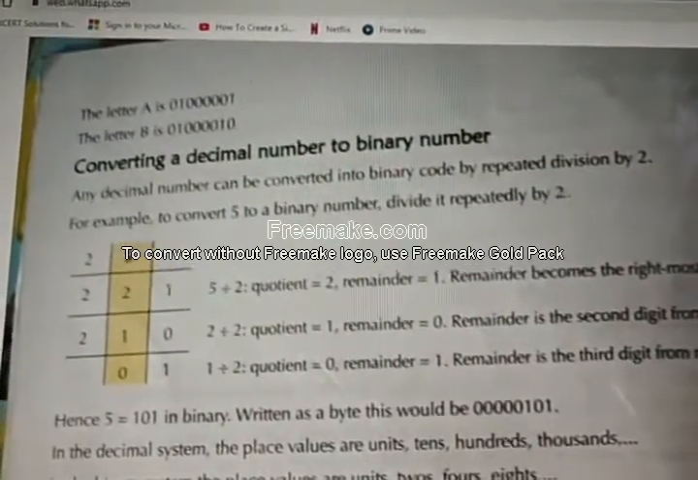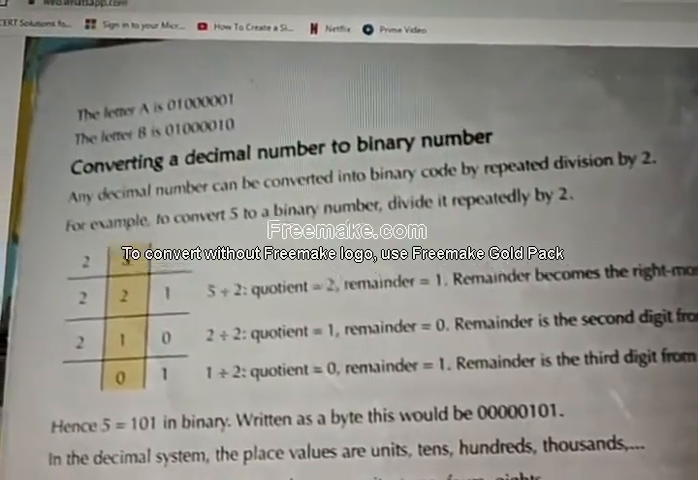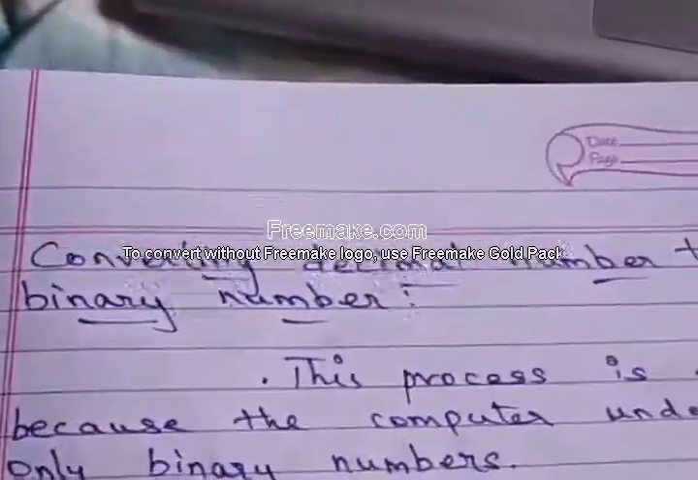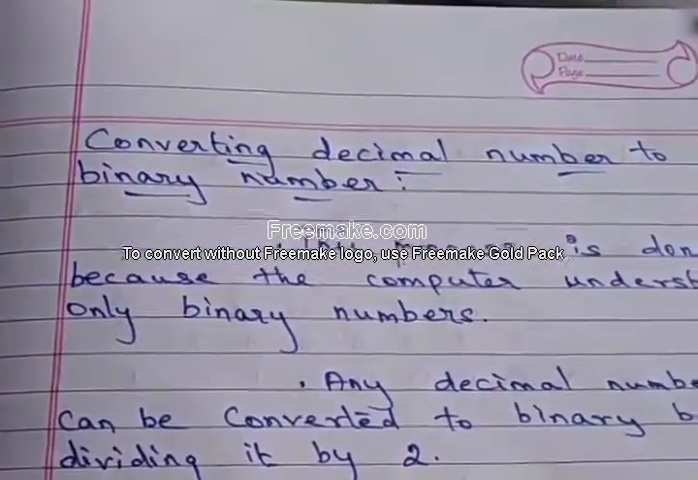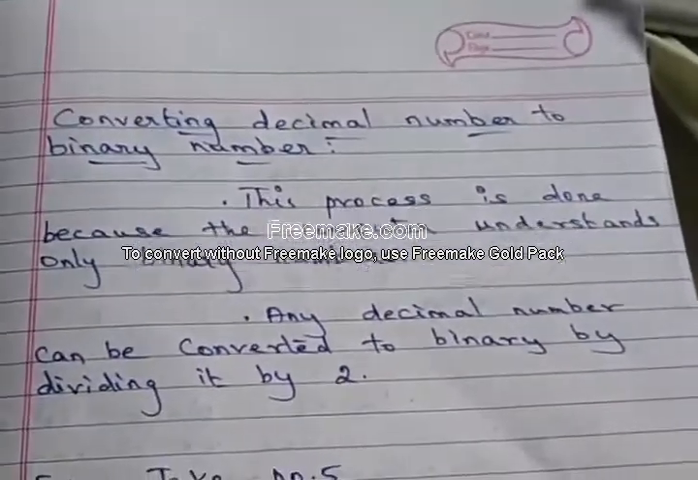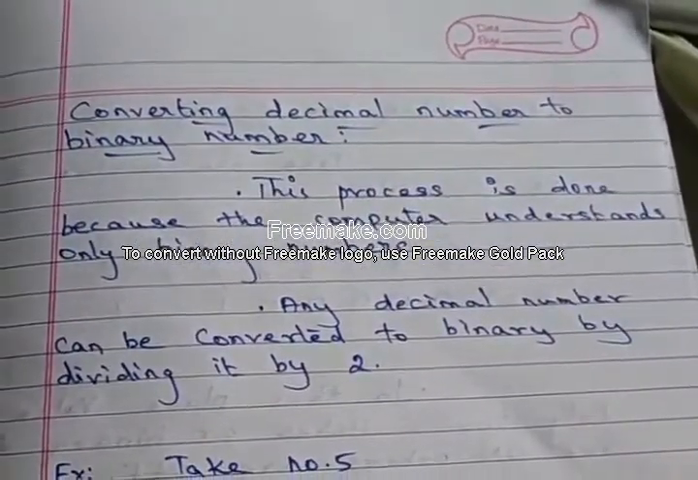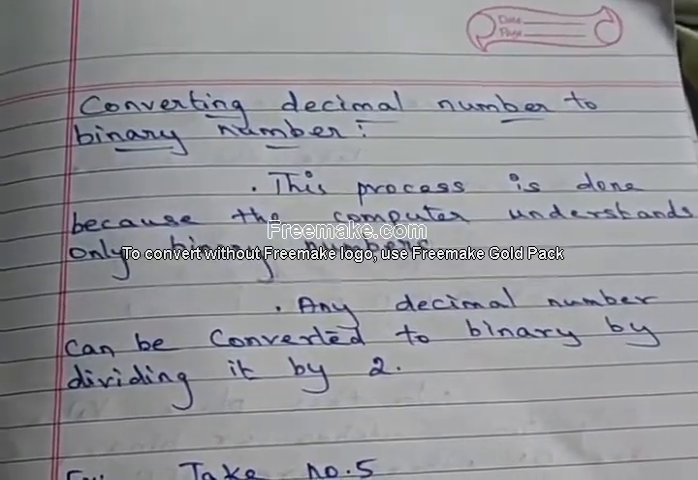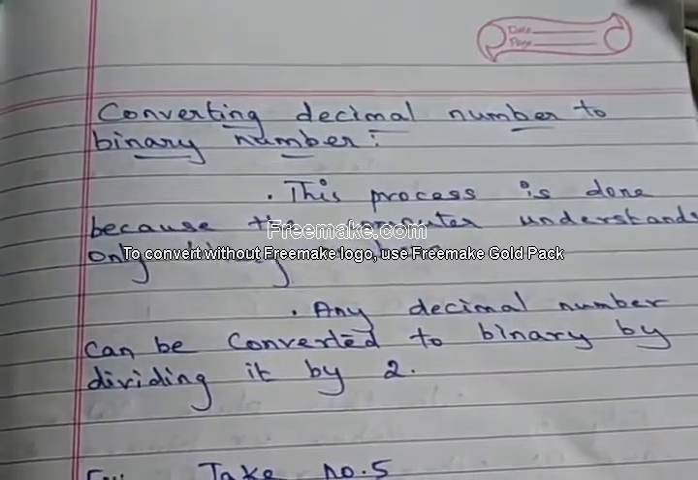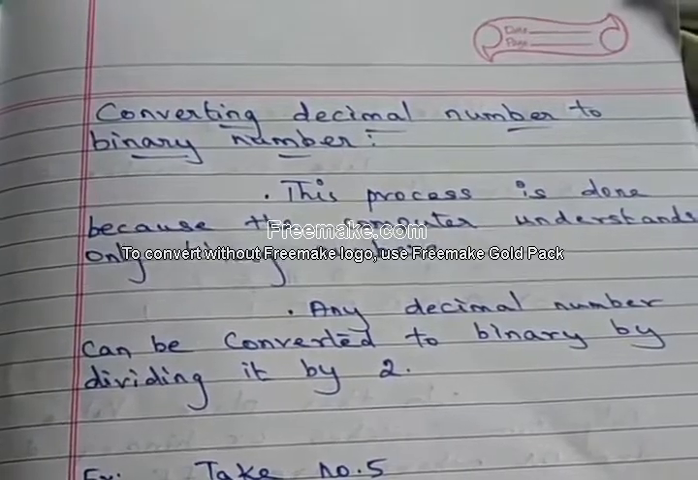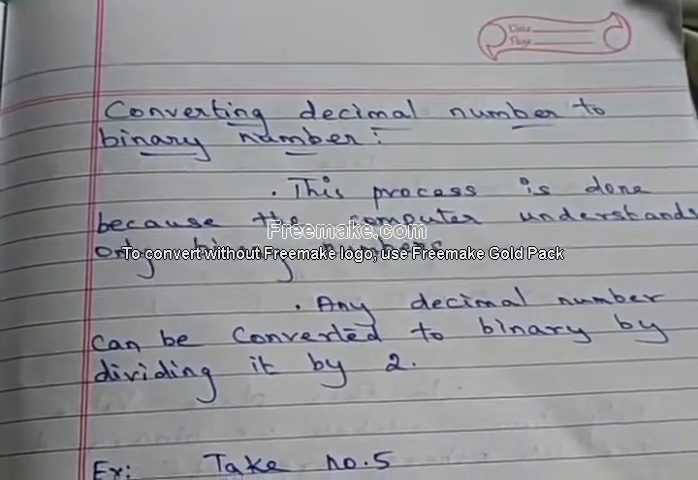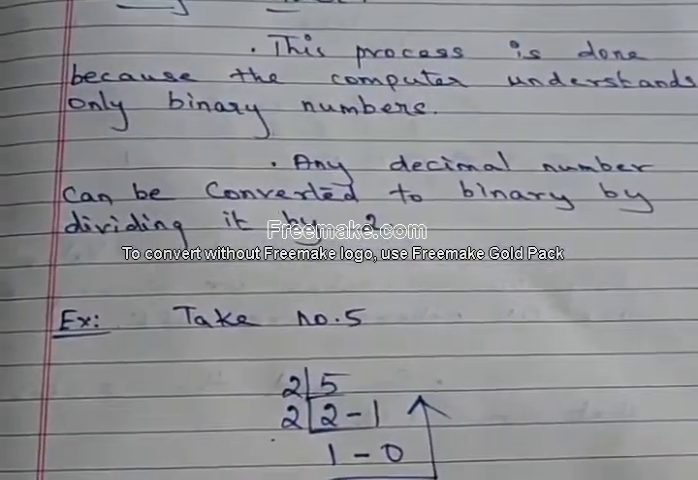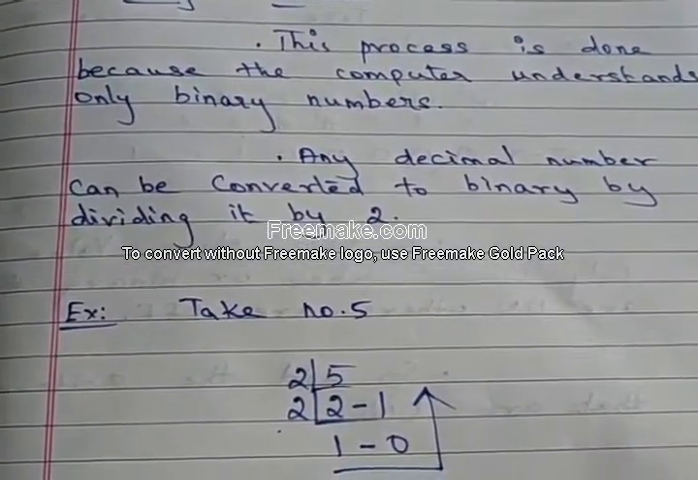Okay, students. Now we are going to deal with converting a decimal number into the binary number system. Okay, we will refer to the note. Converting decimal number to binary number. This process is done because the computer understands only binary numbers. So if we press a decimal number, it will be converted into a binary number. Why is this done? Because the computer knows only binary numbers. Any decimal number can be converted into a binary number, that we know very well.